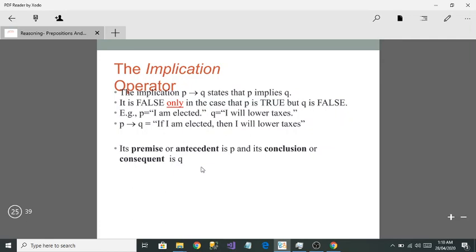So let me tell you about the implication operator. Implication means P implies Q, states that P implies Q. They have told you that it is false only in that case that P is true but Q is false. Okay, it will be only false when P is true but Q is false. Example, I am elected, I will lower taxes. So when it comes to implication, you are going to add if. That means if I am elected, then I will lower taxes.